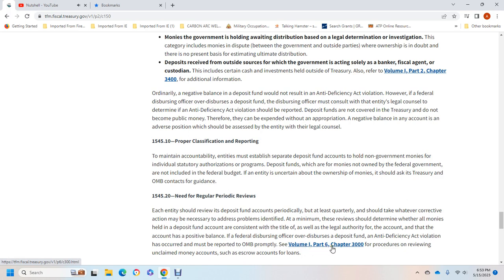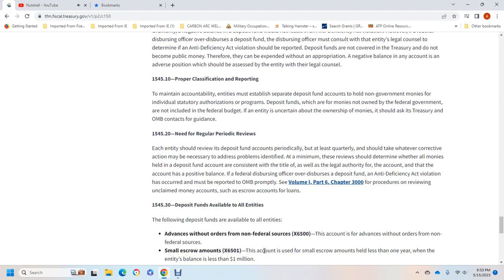Volume 1, Part 6, Chapter 3000: the procedure for reviewing the Unclaimed Money Act for the escrow of the account of the loans.